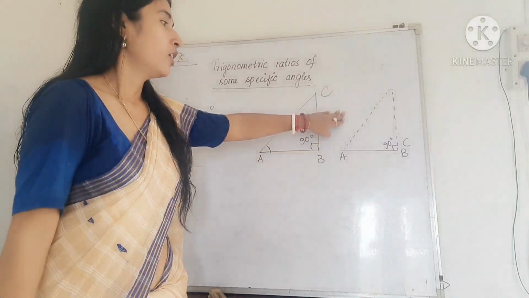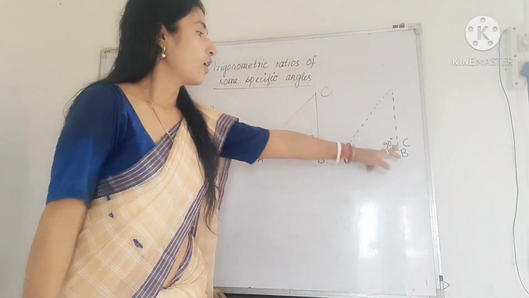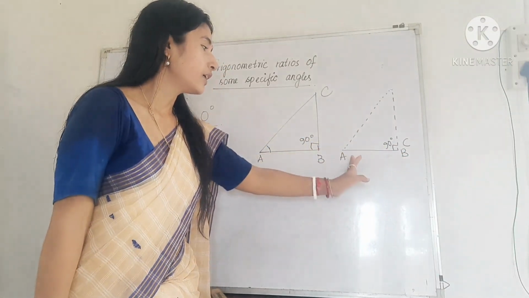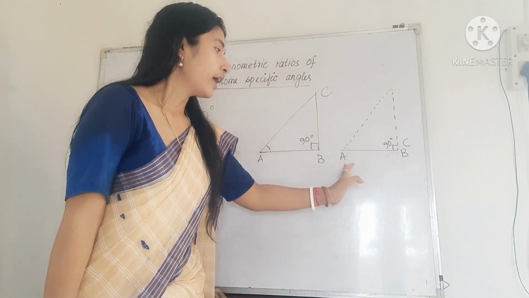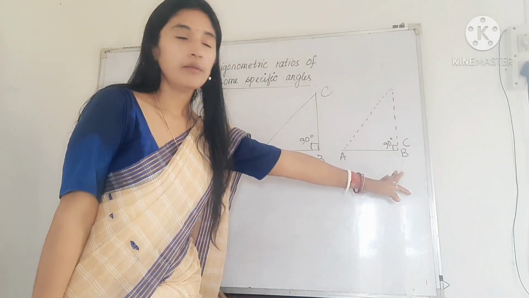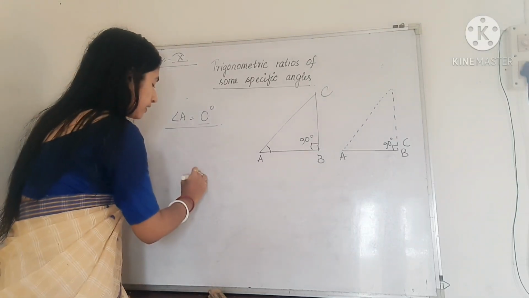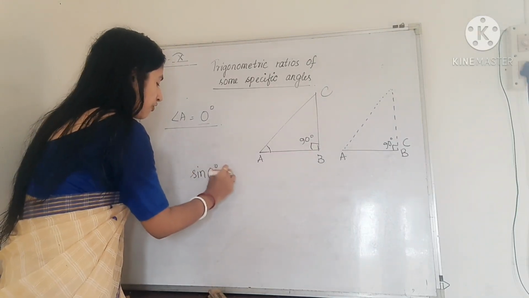So now you can see the diagram will look like this. C and B, the points will coincide. So here you can see AB and AC will become equal. So now you can easily find the value of sine 0 degree.